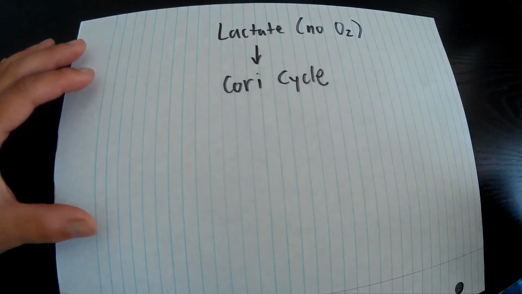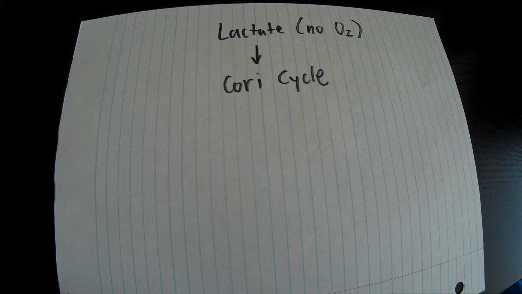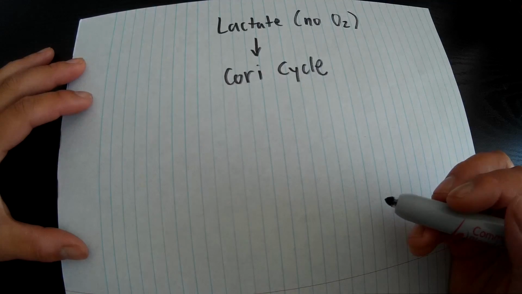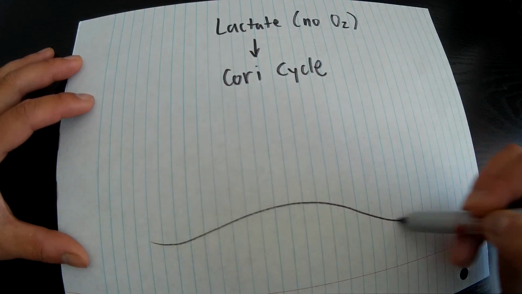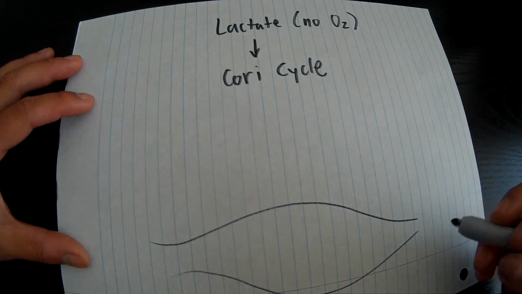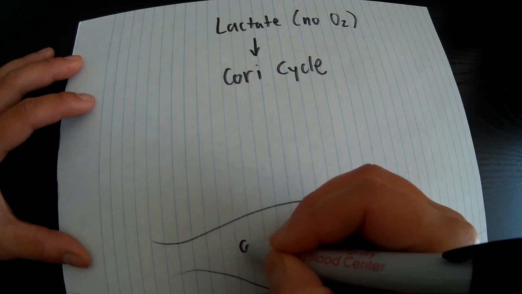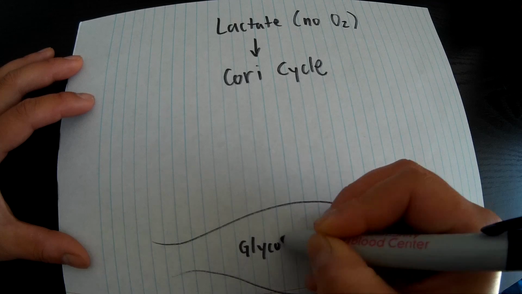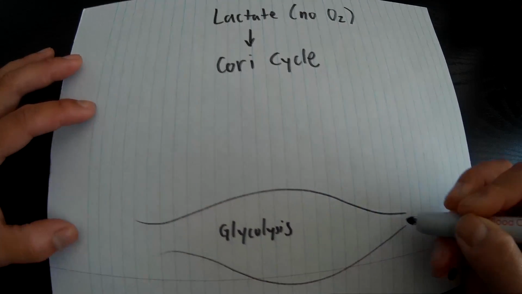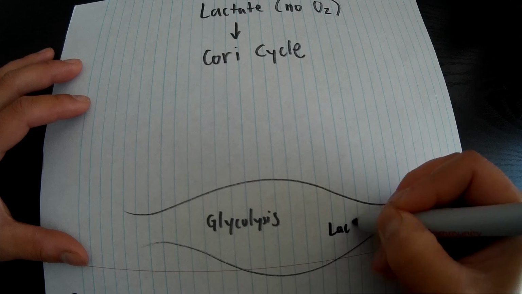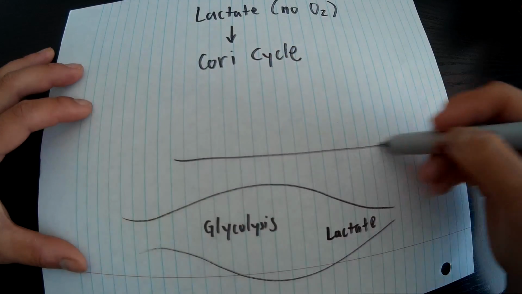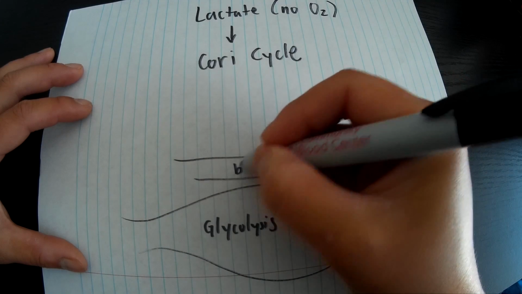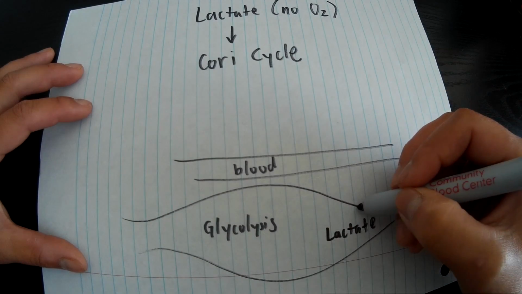Down here, I'm going to create a muscle for you where our glycolysis will occur. So our glycolysis occurs in here. Our glucose turns into pyruvate, and pyruvate turns into lactate. From here, lactate will travel into the blood. Our blood is like our transport system, like our roadway for lactate. Lactate will flow through the blood into the liver.